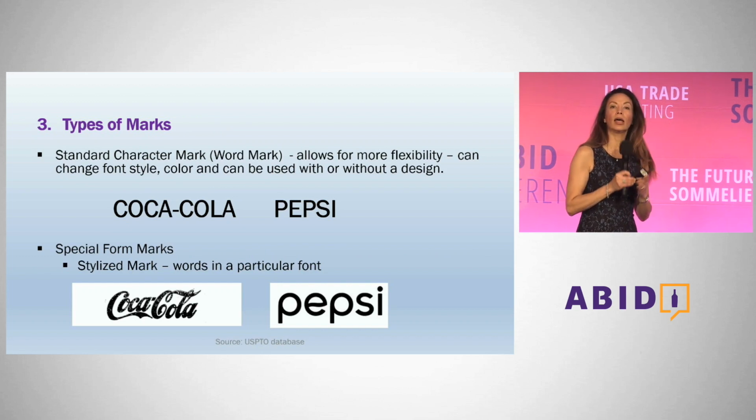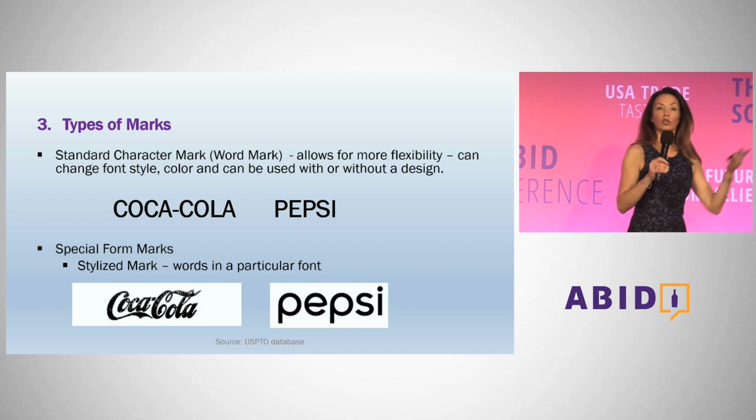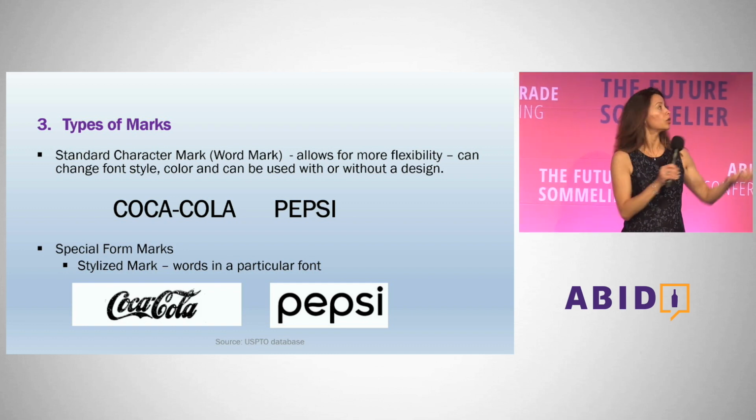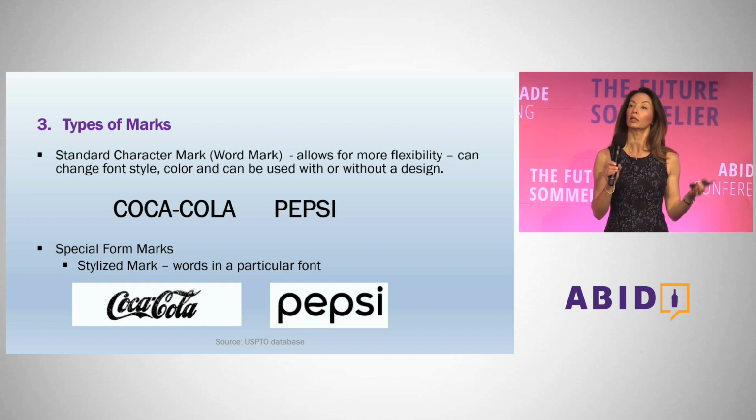So now what types of marks are there? Well, there are a few that we usually distinguish by. So first would be your word mark. So if you take a look above, you'll see Coca-Cola and Pepsi, right? They're your basic word marks.